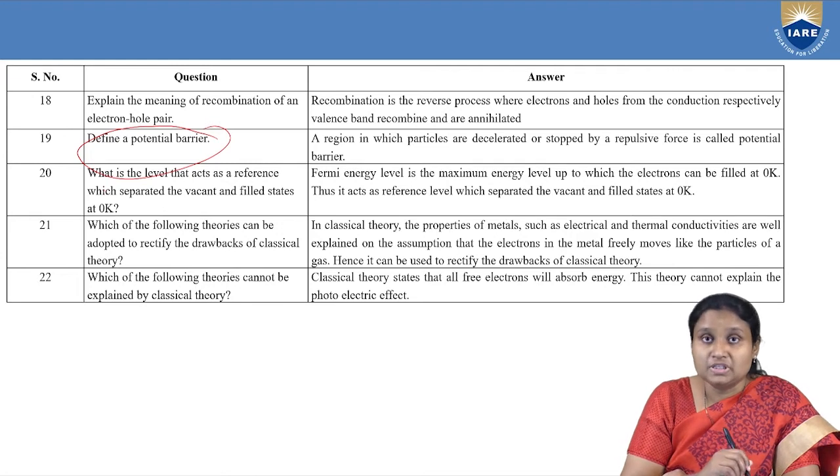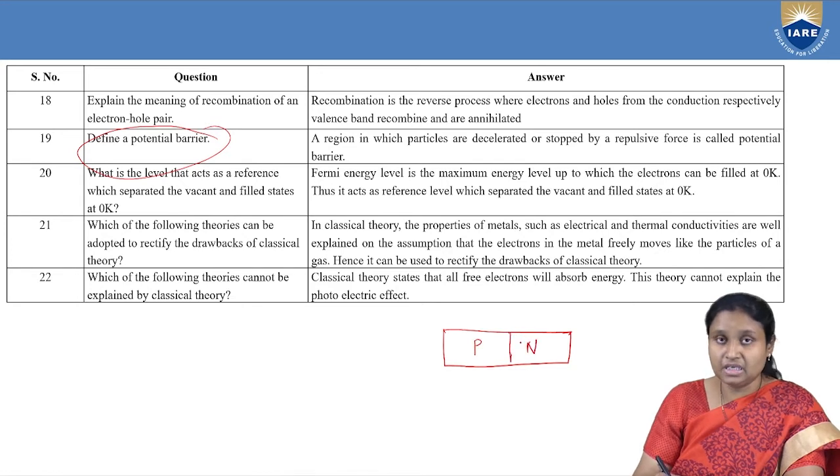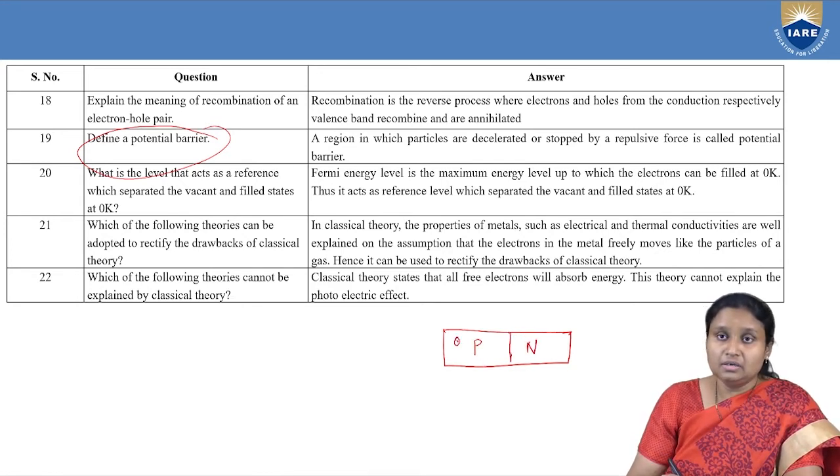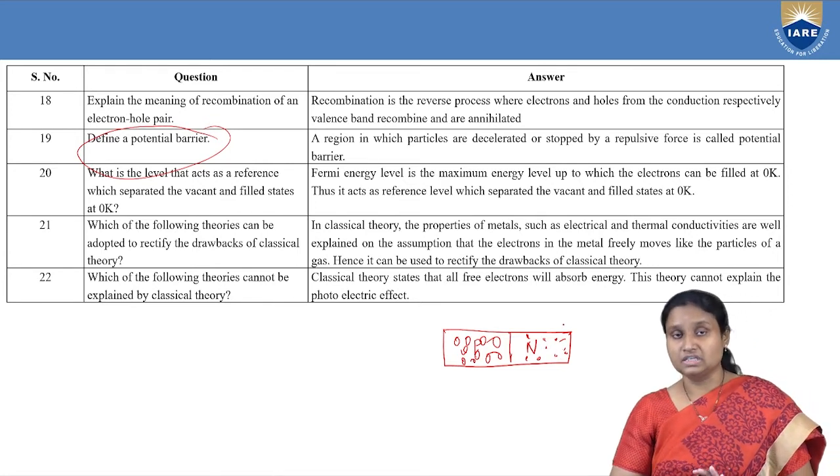So what is potential barrier? We know that once we form a PN junction, where we combine P-type and N-type semiconductors, in the P side we have a lot of holes, whereas in the N side we have a very small concentration of holes. And again, in N-type we have a majority of electrons, whereas in P-type we have a very small number of electrons. So there is a change in the concentration of charge carriers.